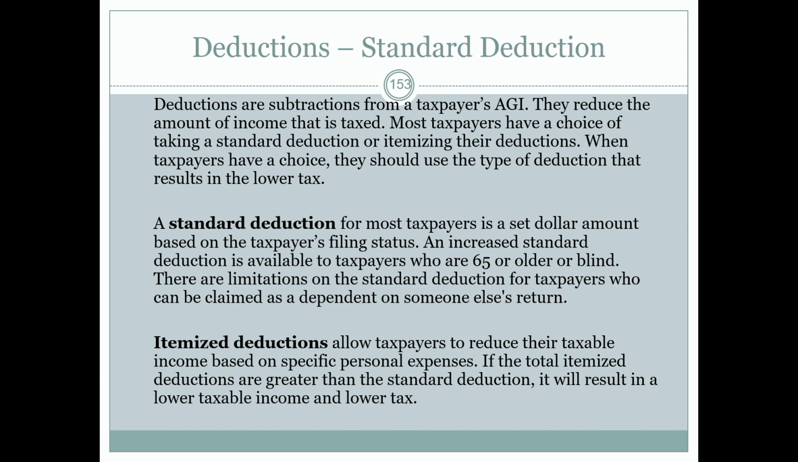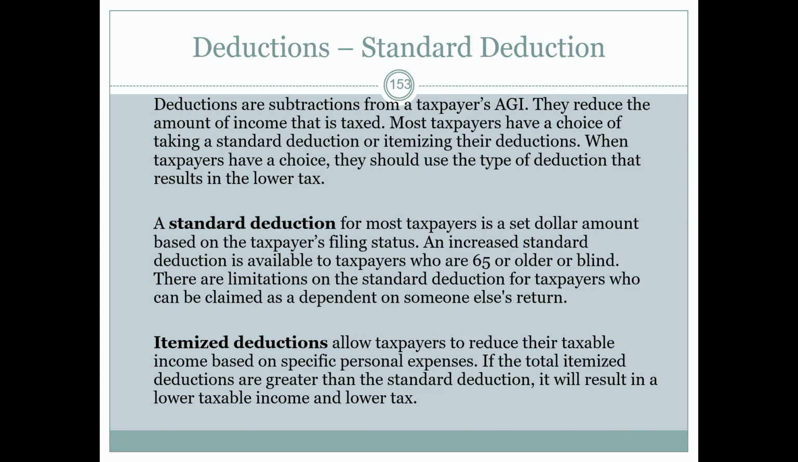Again, deductions are subtractions from a taxpayer's adjusted gross income. They reduce the amount of income that is taxed. Most taxpayers have a choice: either they take the standard deduction or the itemized deduction. The end result is that we want the taxpayer to take the deduction that is going to result in the lower tax. We want them to take each and every deduction that they're legally entitled to.